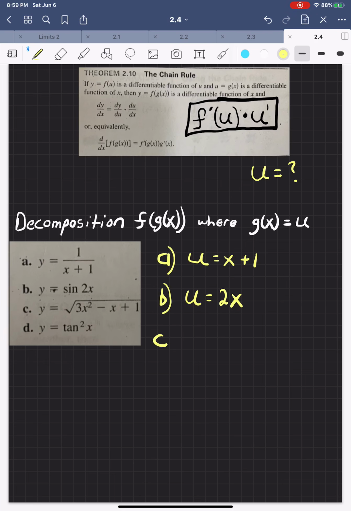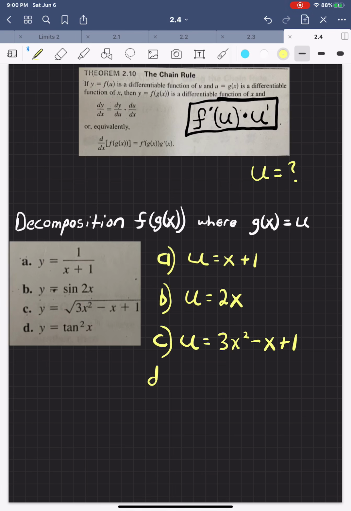And radicals are another, especially if you have more terms inside of your radical, that would be another type of chain rule. And in this case, you would let u be whatever is inside the radical, what we call the radicand. So 3x squared minus x plus 1.